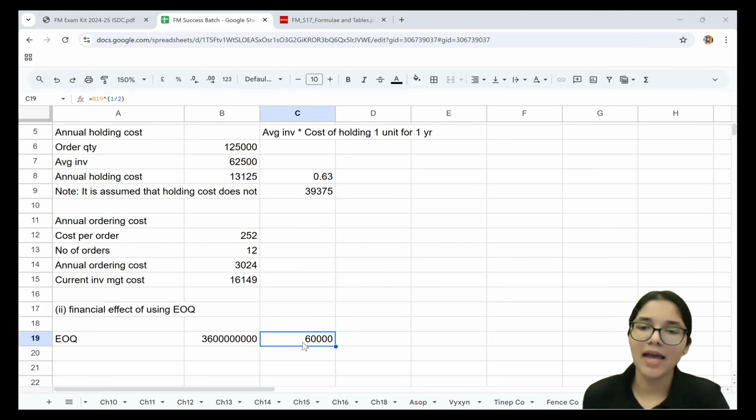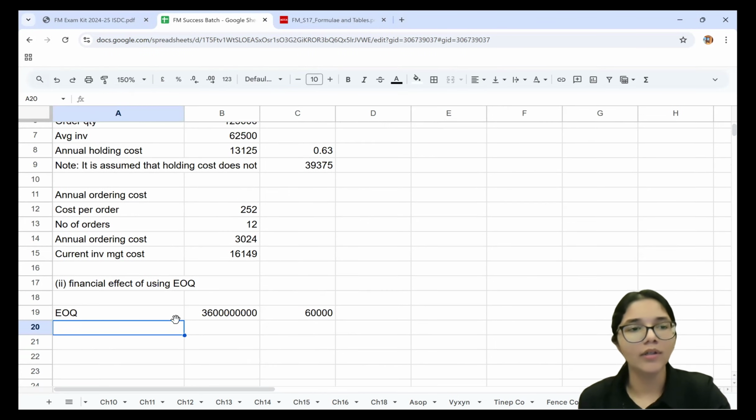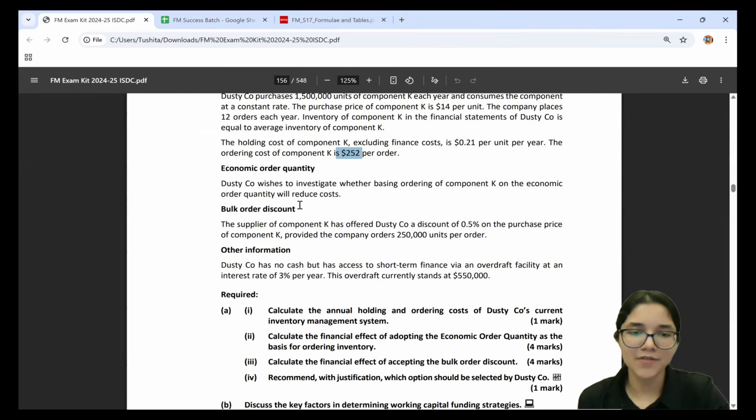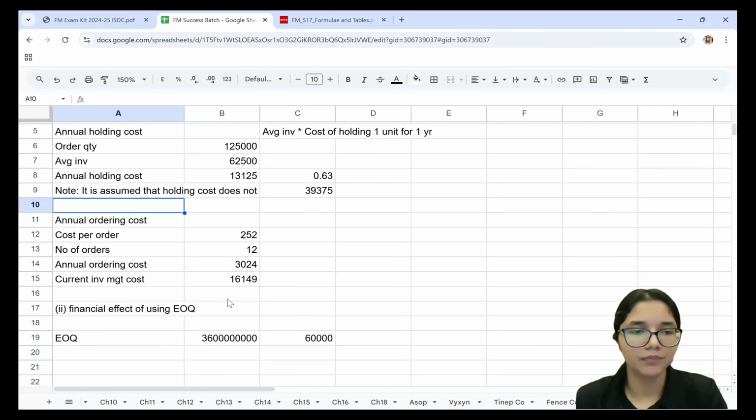60,000. Absolutely right. So this is my new order quantity now. Because there is nothing specific mentioned with respect to any sort of discounts, I can simply compare how much money it is now going to cost me to hold and order this particular inventory. First, I will find out the ordering cost. I can just copy paste the format from here.